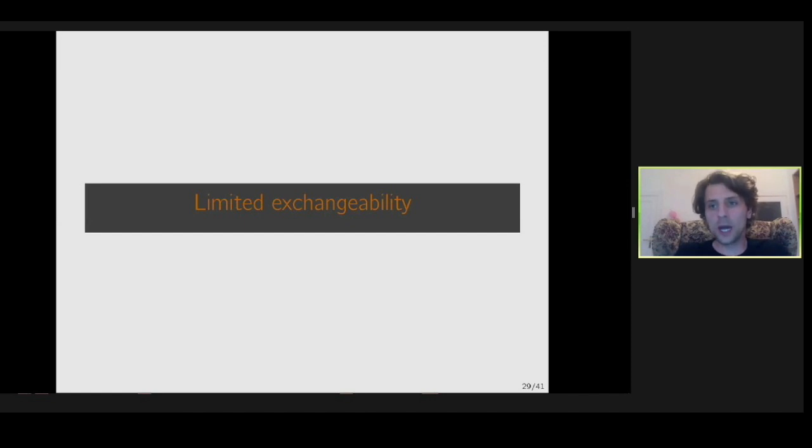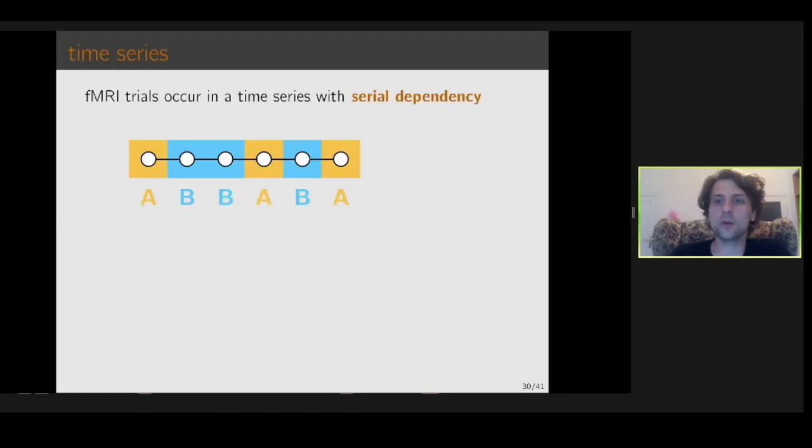So now I would like to point out some cases of limited exchangeability, that is, situations where exchangeability does not hold, or where exchangeability can only be applied in a very limited way. And a prime example for this is fMRI trials. So in an fMRI experiment, trials occur one after another, and there is a serial dependency in the functional MRI signal.